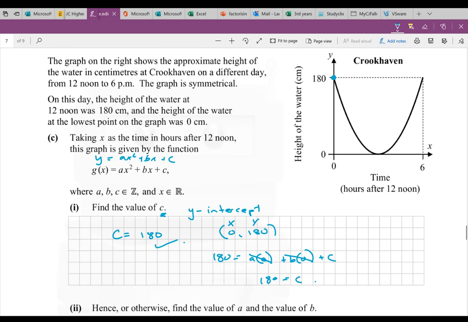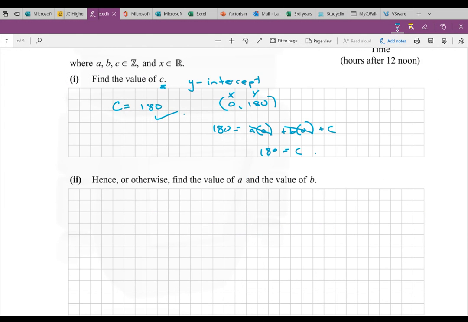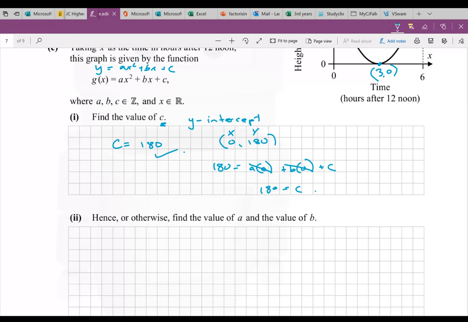Okay, now I've used the point (0, 180), but I have two other points. Okay, remember I said these graphs are symmetrical. So this point here must be 3, because 0, 3, 6. And this point up here is (6, 180). Okay, and this here is (3, 0), because it's on the x-axis. So I know that c is equal to 180 now. So I have y is equal to ax squared plus bx plus 180. So I know what c is.